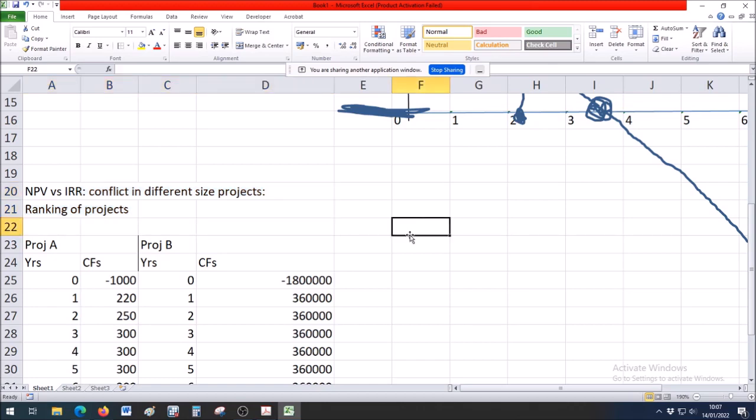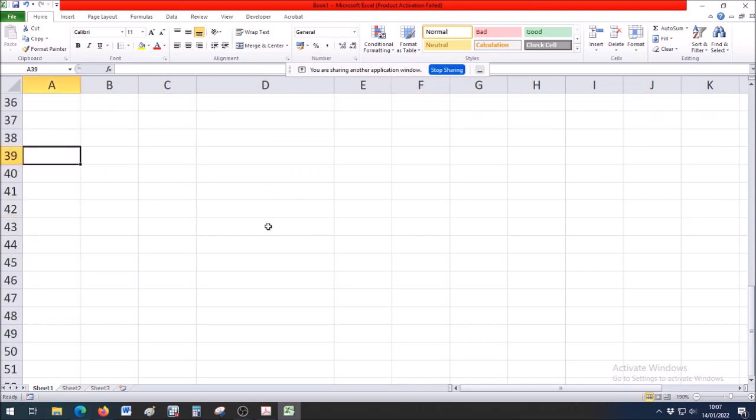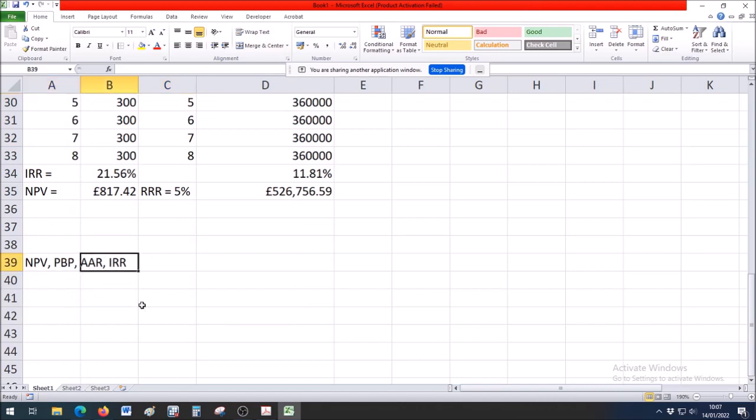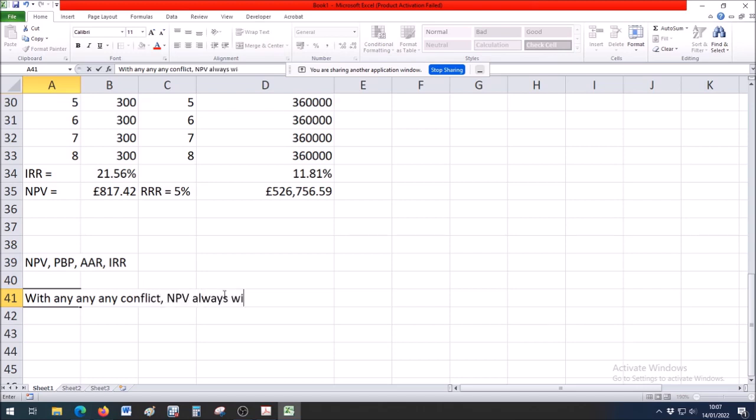Sometimes other criteria can conflict as well. So let's review what we've learned so far. We've seen NPV, payback period, average accounting return, and internal rate of return. The last topic we've looked at is the conflict between NPV and internal rate of return, but others might conflict as well. With any conflict, NPV always wins because it actually shows you the values that the project will give you.